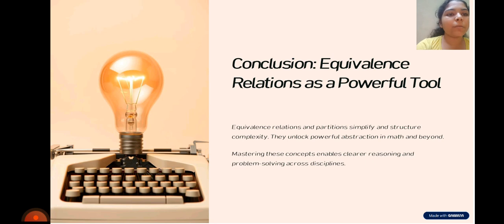A conclusion: equivalence relation as a powerful tool. Equivalence relations and partitions simplify and structure complexity. They unlock powerful abstraction in math and beyond. Mastering these concepts enables clear reasoning and problem solving across disciplines.